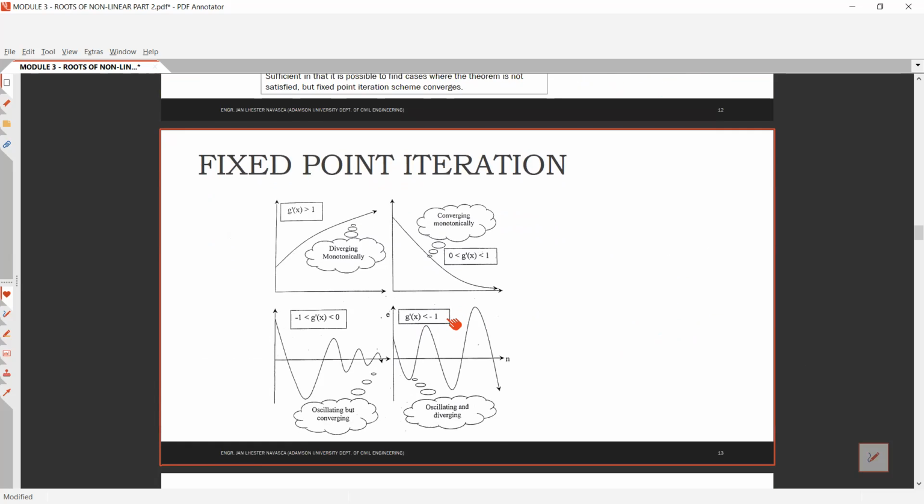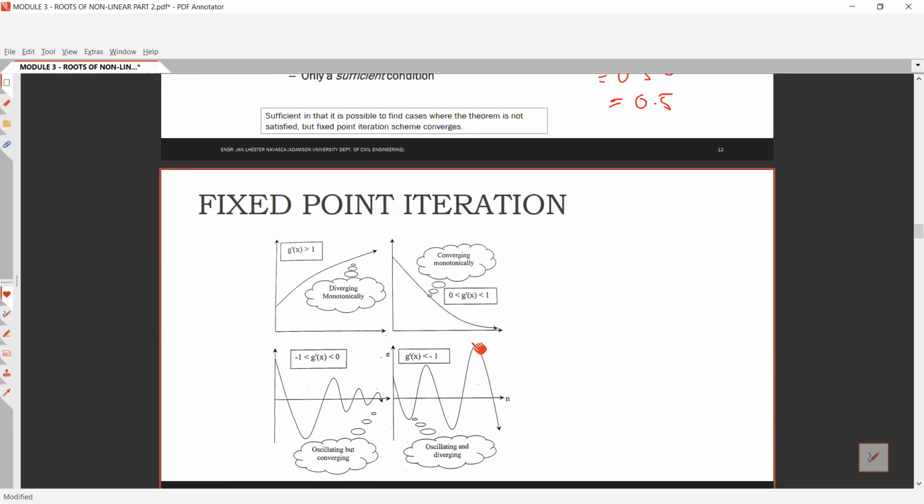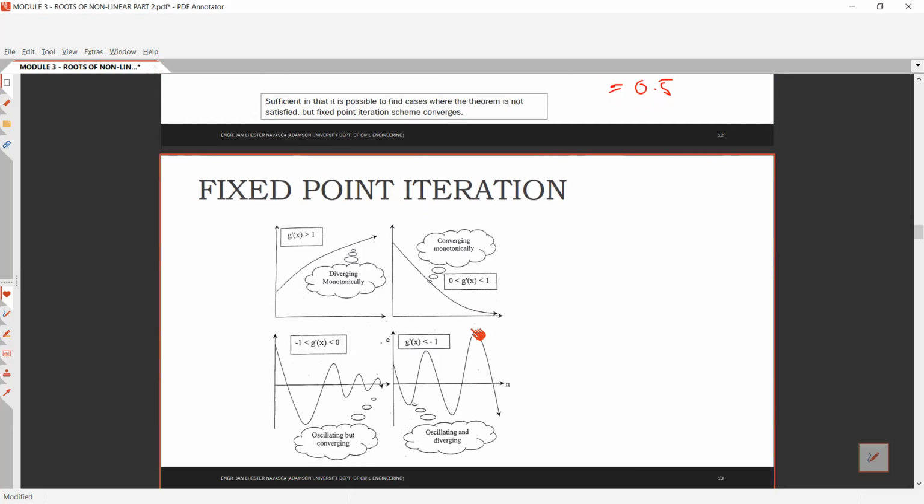Sige. So ito yung mga possible cases. Kung yung g prime of x mo is greater than 1 in your interval, it will diverge monotonically. Okay? So for your g prime of x mo is between 0 to 1, it will converge. So ito yung kailangan natin. It will converge to a point. Okay? Oscillating naman siya kapag g prime of x is negative 1 to 0, and diverging kapag less than negative 1. Okay? So this is yung solution para malaman mo kung yung ginawa mong function is converging to a value.